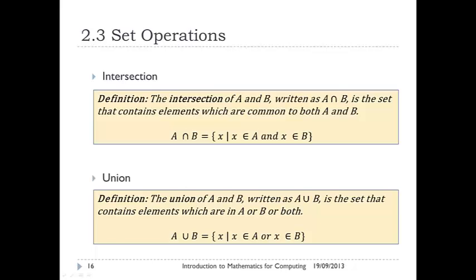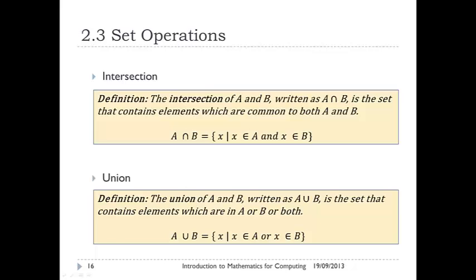So in the first example we will look at intersection. Intersection is a set operation taking two sets and producing a third set. So as a definition we can see the following. The intersection of set A and set B, written as A intersection B, is the set that contains elements which are common to both A and B. So we write this as A, and then the intersection symbol, an upside down U, B.